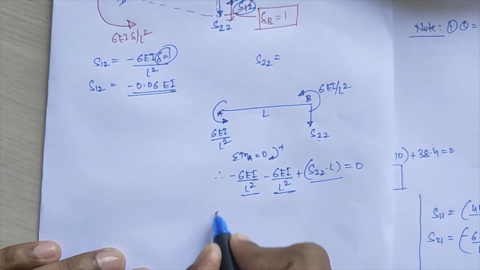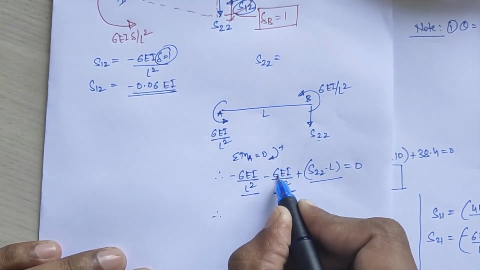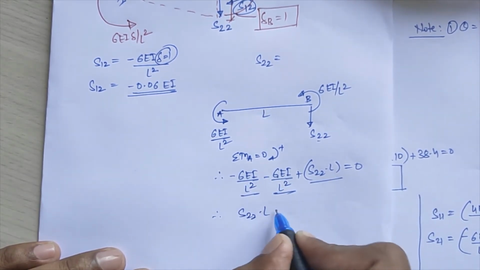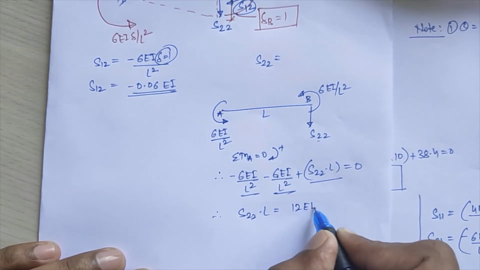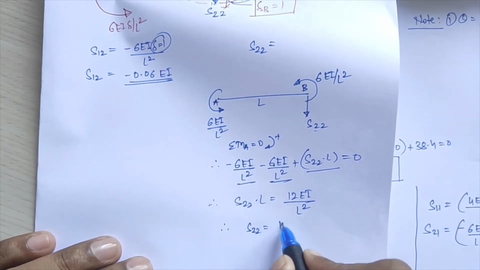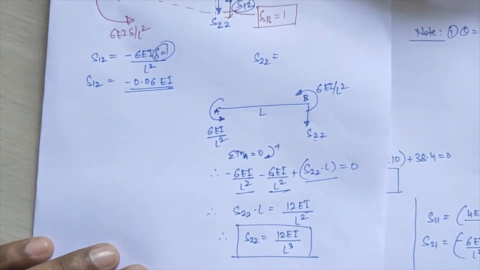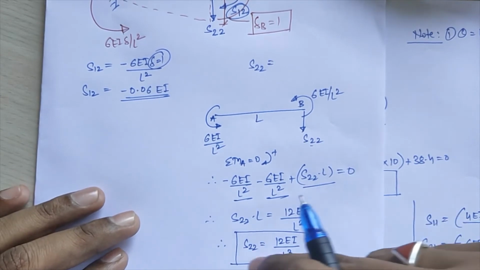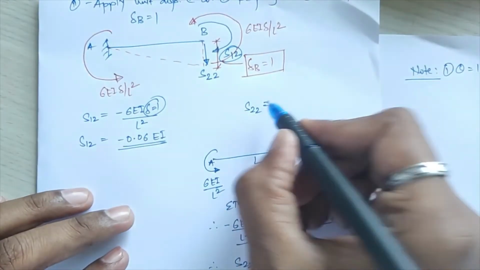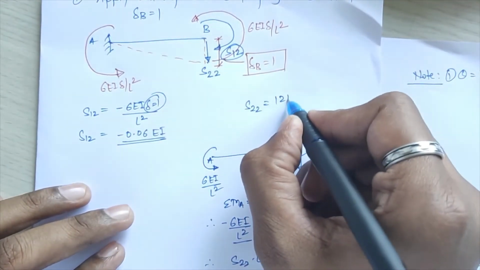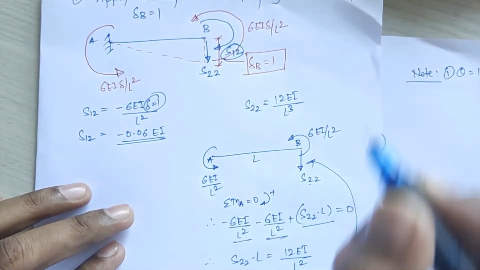Okay, if I calculate this I get minus 6 minus 6, that is minus 12EI/L². This goes on the RHS, so S22 into L is equal to 12EI/L², and if I calculate S22 from this, I get 12EI, this L will get divided to L cube over there. Whatever direction I have assumed positive, I am getting this, so your direction is correct. S22 value will be equal to this force value, that is 12EI/L³.